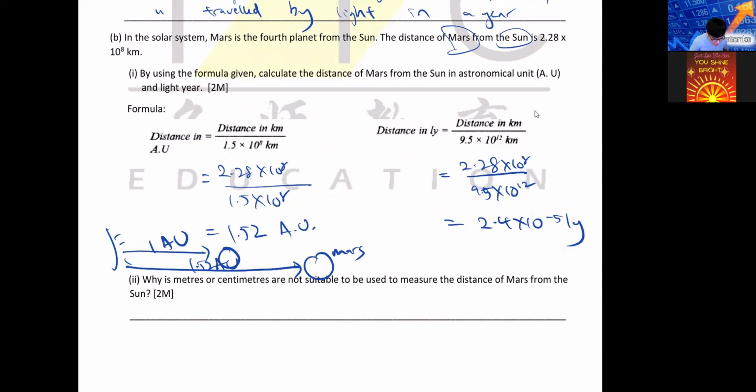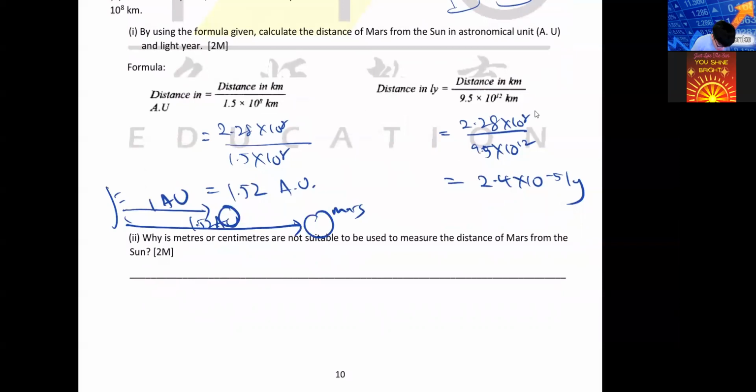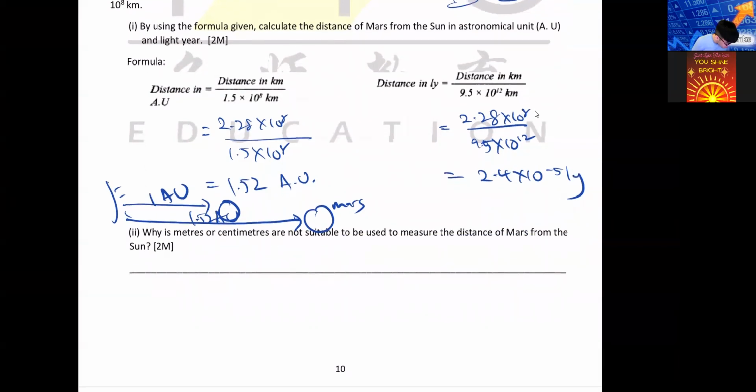Anyhow, number 2, why are meters or centimeters not suitable to be used in measuring distance? Well, it's going to be a very big number. The number would be too large. Nombor terlalu besar. It could be like 16 zeros. The number will be too big for you to understand, too big for you to figure.